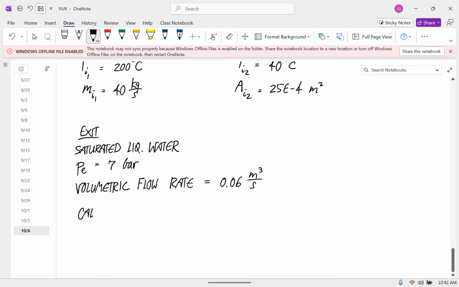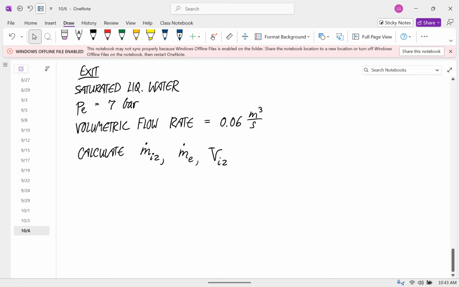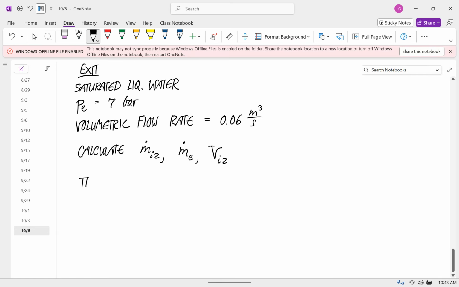And we want to calculate the mass flow rate at inlet 2, the mass flow rate at the exit, and the average speed of the liquid at inlet 2. And there's one more important bit of information that we have. This is steady state.